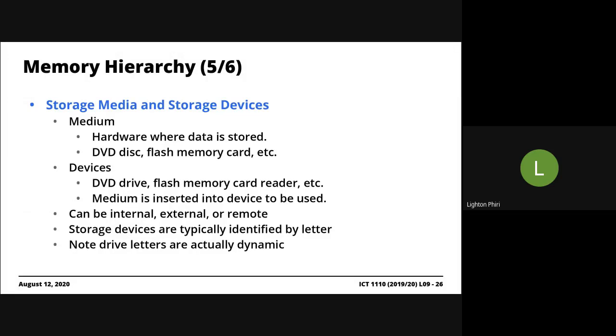So typically, there's a thin line here because most storage devices will have the storage medium embedded within the storage device. Like if you were to open up your flash disk, for instance, it's called the flash drive. Inside there, you'll find a storage medium. That's where the data is actually written to or read from.